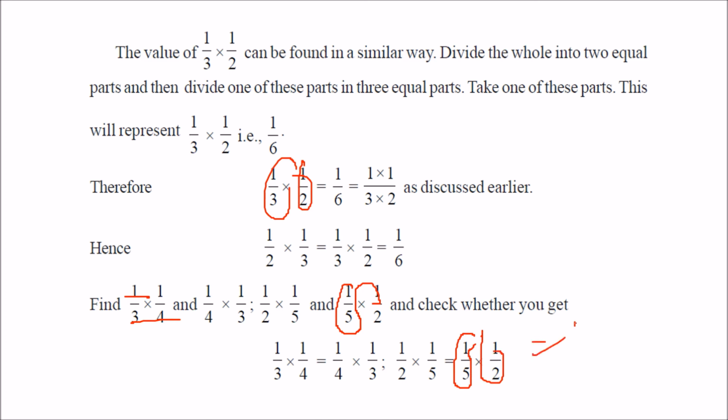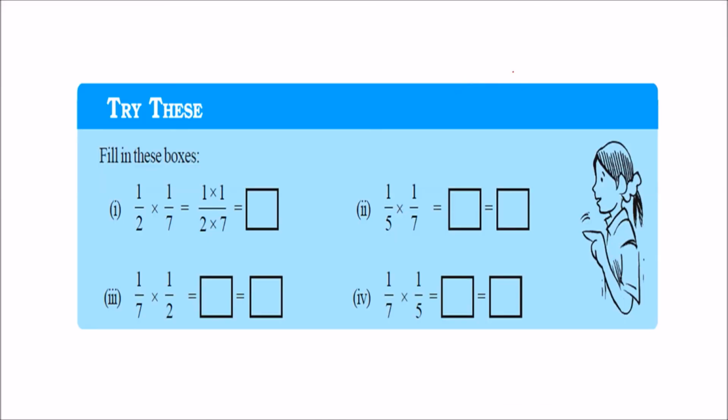Okay. 1 by 7 of 1 by 5 is what? 1 into 1 by 7 into 5 is 35. So 1 by 7th part of 1 by 5 is 1 by 35th part.